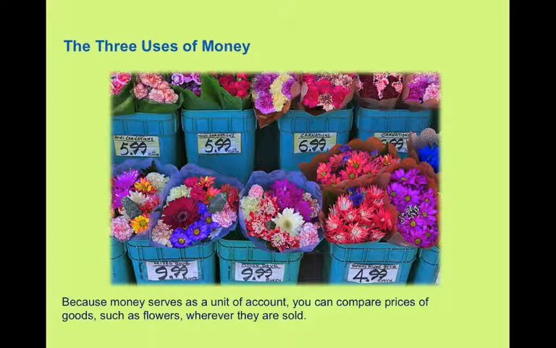Because money serves as a unit of account, you can compare prices of goods such as flowers wherever they are sold. So no matter where you are buying the flowers, they will have different prices, and therefore you can compare the prices of different flowers to get an idea of the value of the different kinds of flowers that are out there. But you're using a similar measurement to understand the value of each one of them.